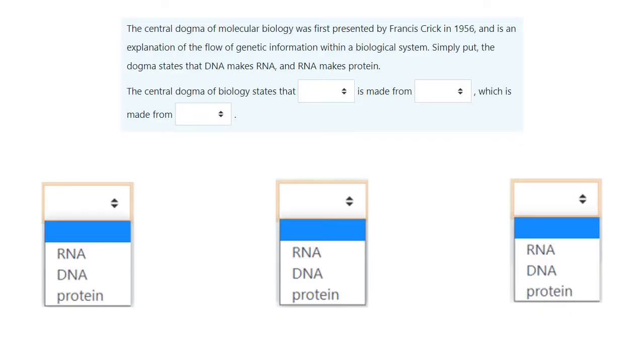Number 27. The central dogma of molecular biology was first presented by Francis Crick in 1956 and is an explanation of the flow of genetic information within a biological system. Simply put, the dogma states that DNA makes RNA and RNA makes protein. Now, this is basically just an English question. X makes Y. So, Y is made from X.